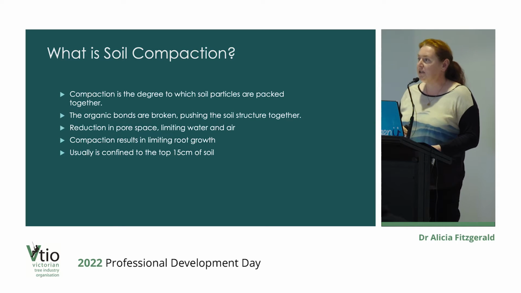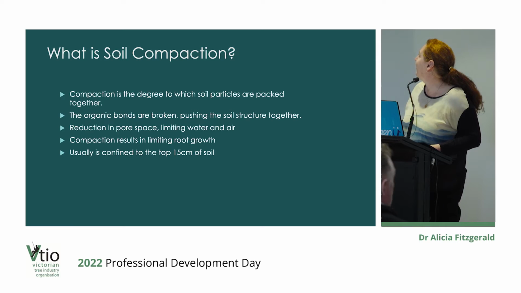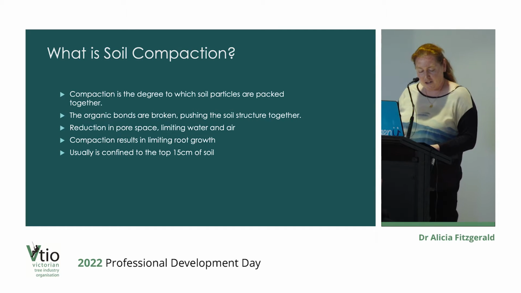Roots also must push harder through that soil, and compaction usually occurs in the upper 15 centimetres of the soil, directly affecting that root zone, and it can vary over short distances and to a wide depth.